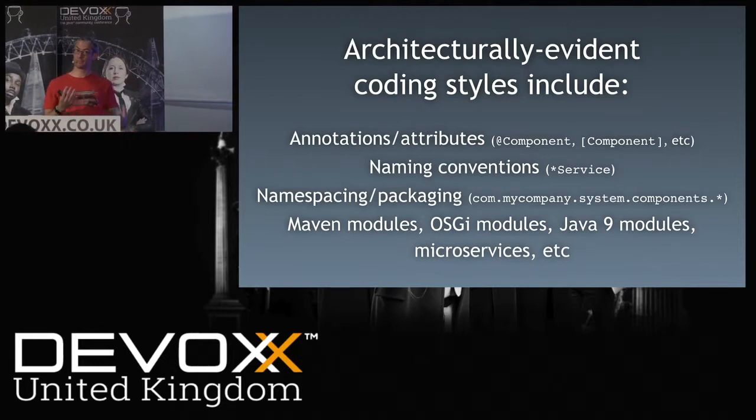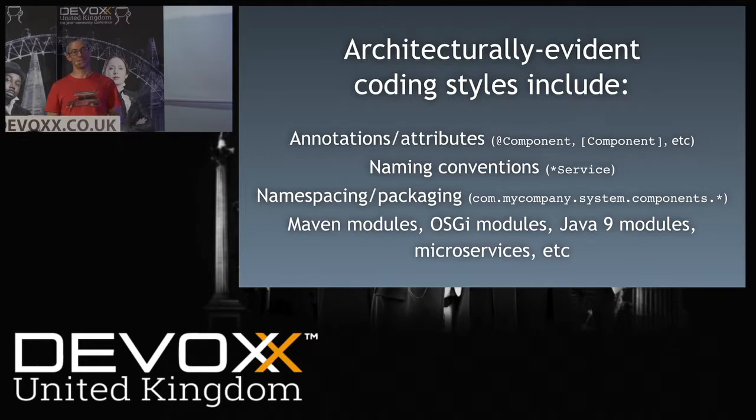OSGi is another way to create an architecturally evident encoding style. So you have a bunch of boxes on your architecture diagram, and each box is an OSGi module, an OSGi bundle. Jigsaw stuff. Super excited about Jigsaw because hopefully we're going to get some modularity constructs into the Java language. Again, that's another great way to create an architecturally evident encoding style.